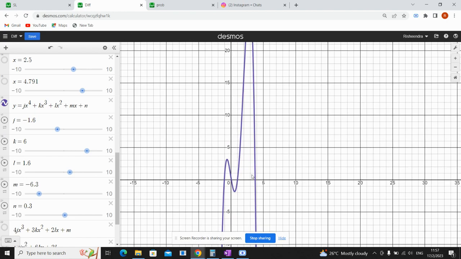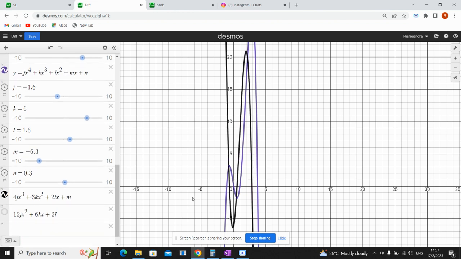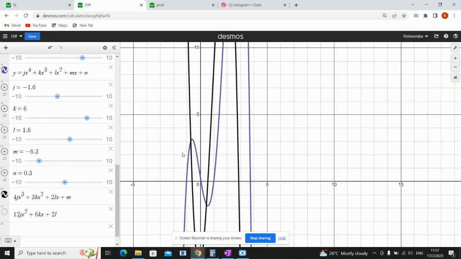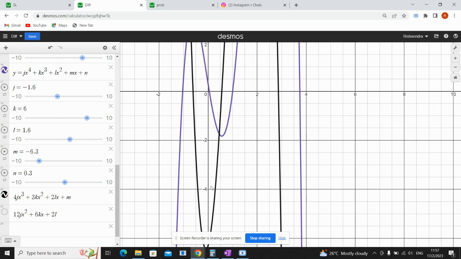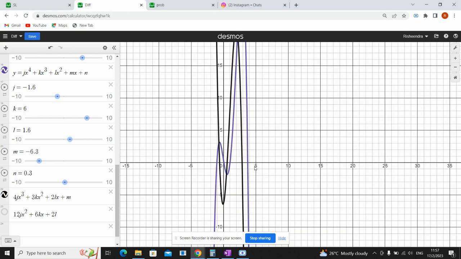Zoom into the graph, then differentiate the graph. This black line is the differentiation of the blue line or purple line. Look at here, this has a minimum peak at here. Let's look at the peaks. Peak at here, which means the black line has a zero at here, and same goes here. It has a peak here, and wherever the black line hits zero, the blue line has a peak there.